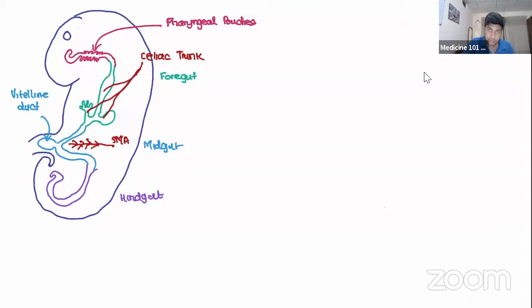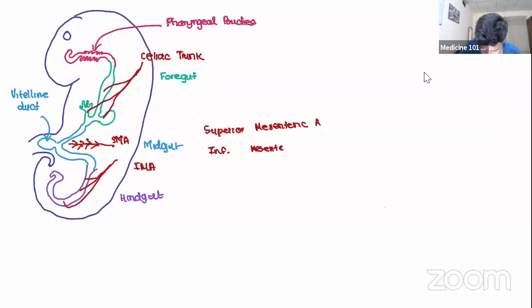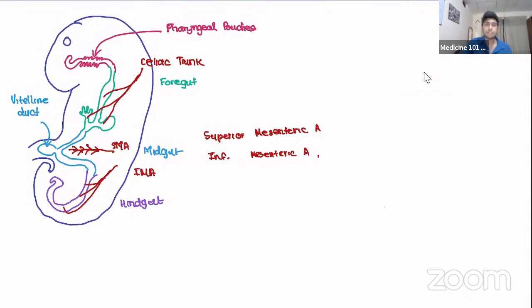And finally, the hindgut. What's the artery? The inferior mesenteric artery, IMA. So the superior mesenteric artery and the inferior mesenteric artery.